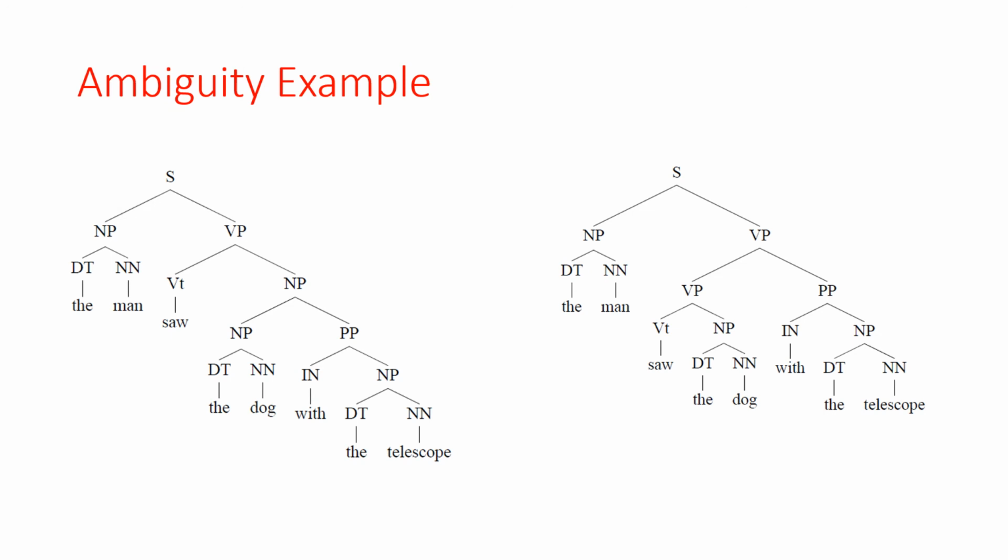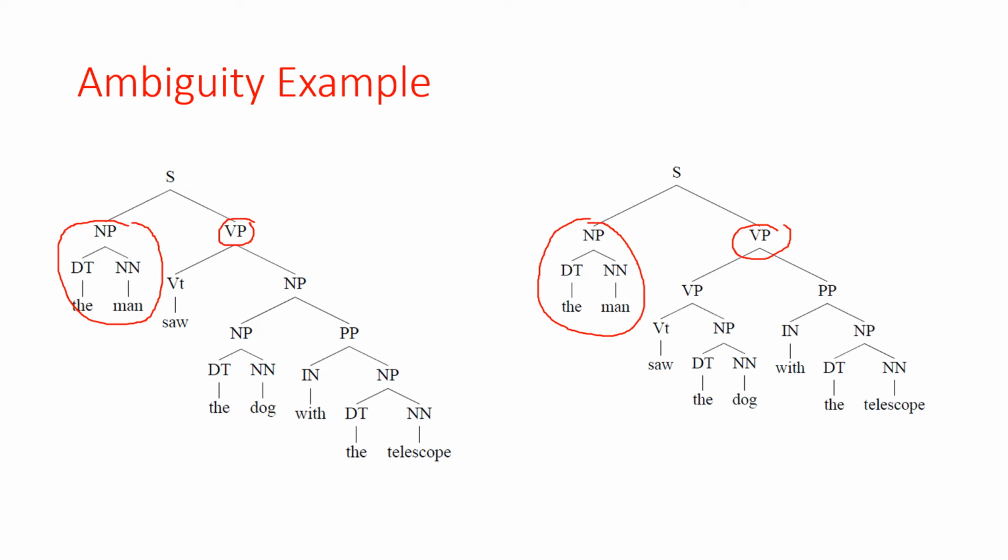Here we can see two parse trees for the sentence "The man saw the dog with a telescope." Let's compare these two parse trees so we can conclude why this is the ambiguity example. On the left side of each tree, we can see the noun phrase "the man." This phrase is the same for both trees. They differ in the verb phrase at the right of the tree.